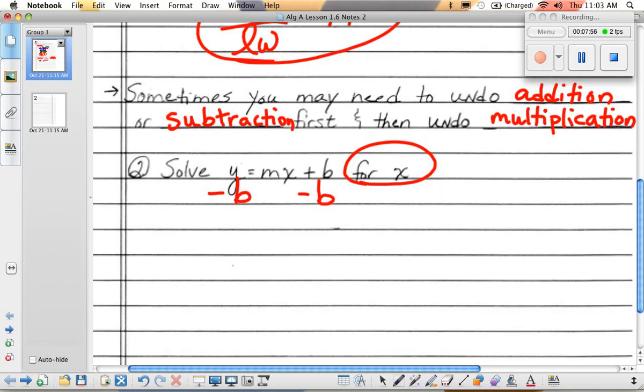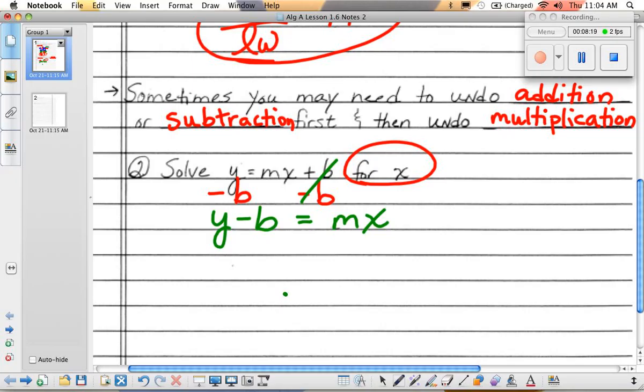Okay, well, can we really take b away from y? Can we combine them? No. They're not like terms, so it's just going to become y minus b. We just write it horizontally instead. Equals, this is gone, so we just have our mx left now.